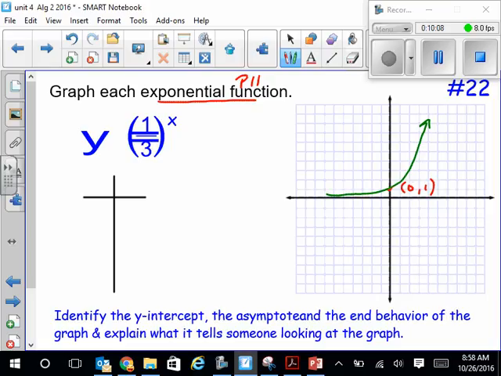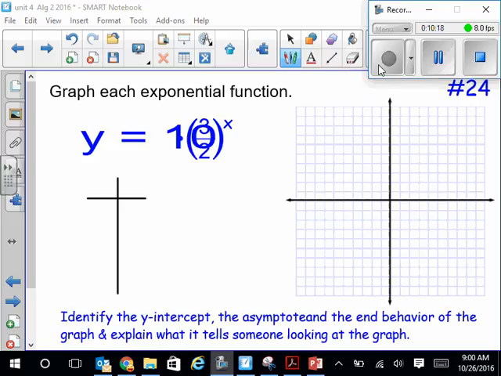Out loud, what does 4 to the 0 power equal? 1. All right, we got 1. No big deal. Let's do the next one. Next one, let's do 3 to the 0 power. That's 1. Right. 8 to the 0 power is 1.